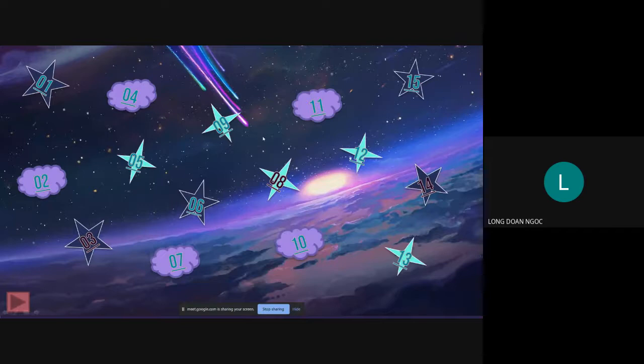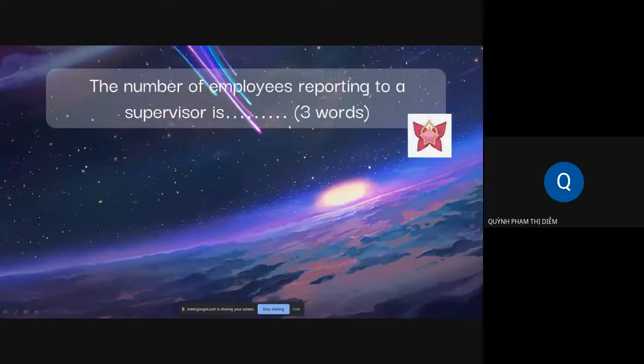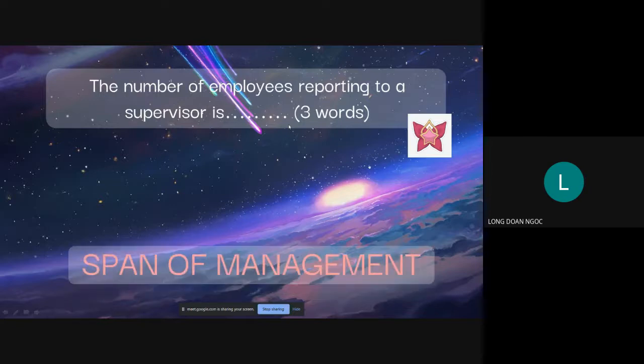So, Team 7, can I ask you to choose a number? Which numbers are available? The numbers which have already been chosen are 5, 10, 9, 8. Okay, so we choose 11. Okay, Nguyen Hang, please. It's span of management. Okay, that's totally correct. Can I ask you which team you are from? I'm from team 3. Okay, team 3 gets 1 point.